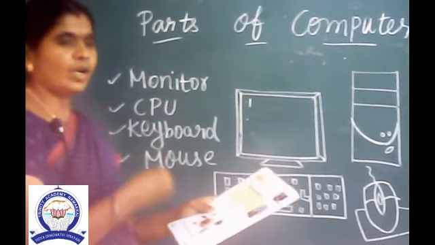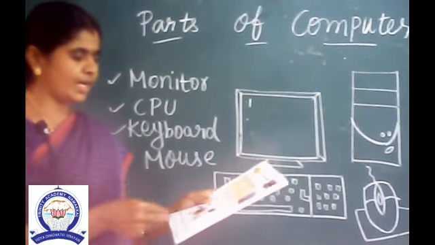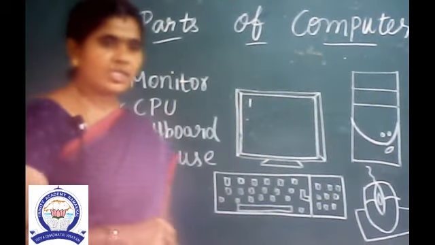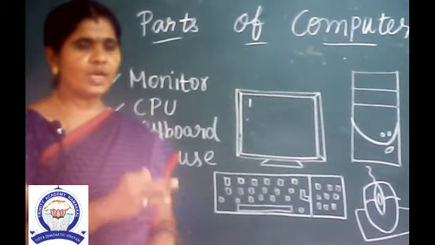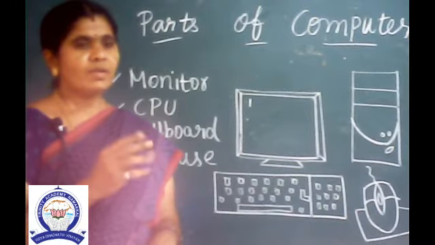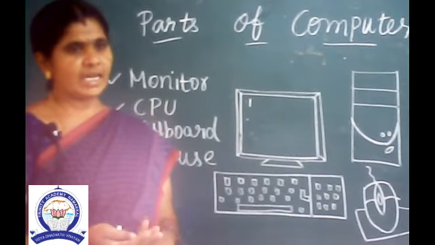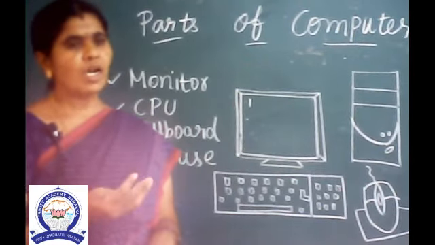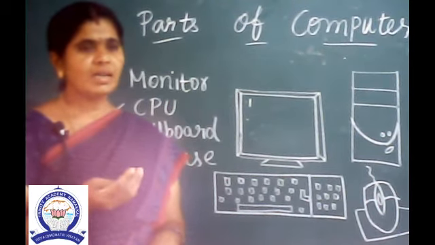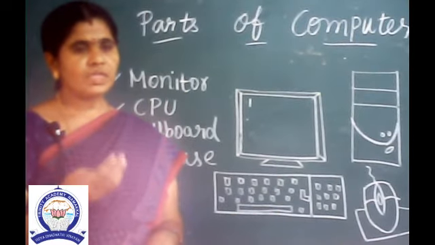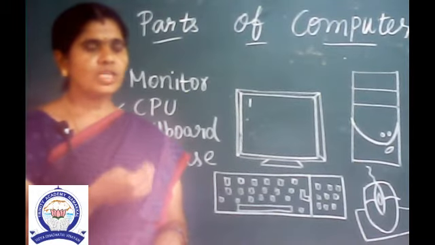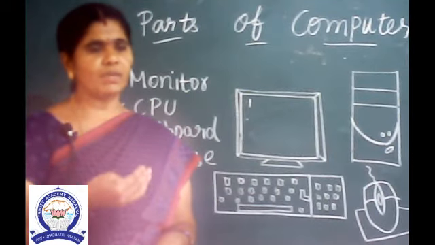So whatever I taught, the same is there in your book. Essential parts of the computer. What are the essential parts? Monitor, CPU, keyboard, mouse. Without keyboard we cannot send the data. Without mouse we cannot click the options. Without monitor we cannot see the outputs. Without CPU we cannot do the processing work.